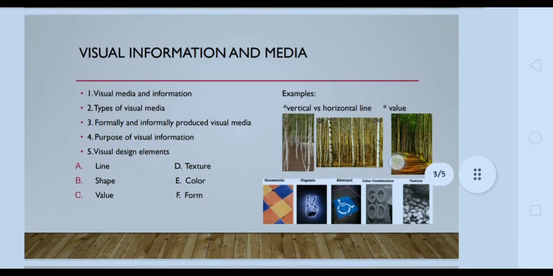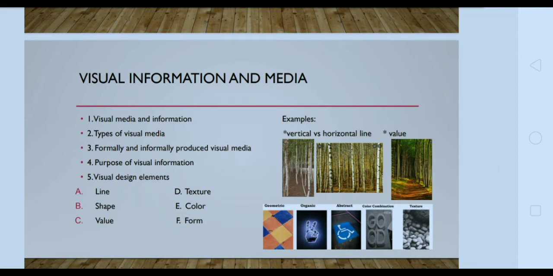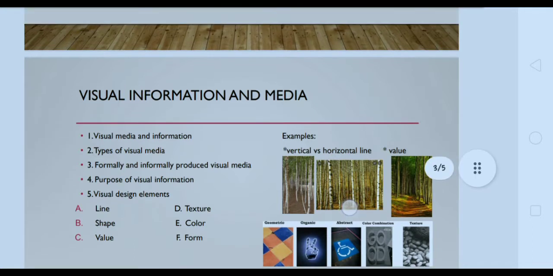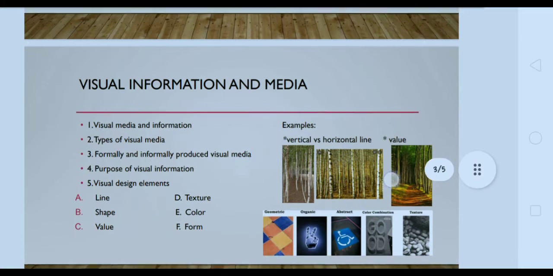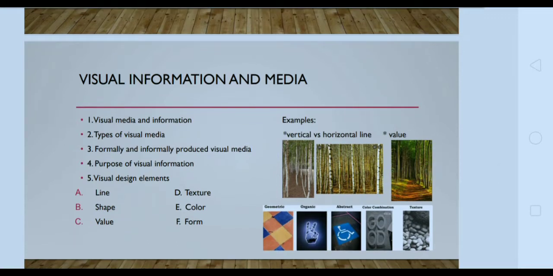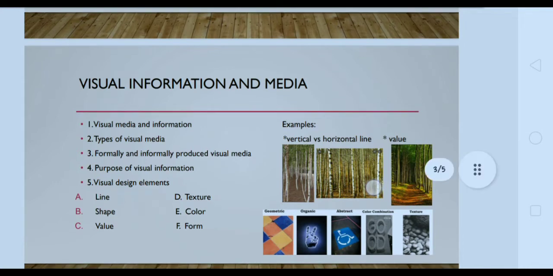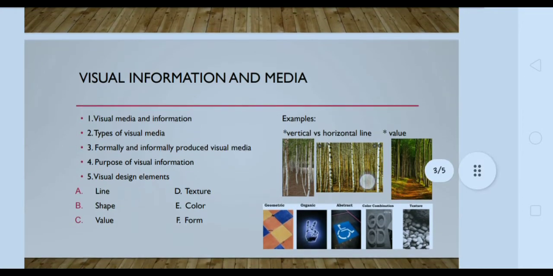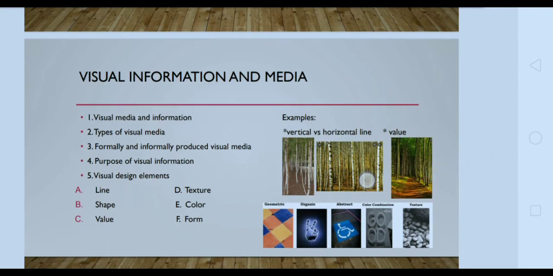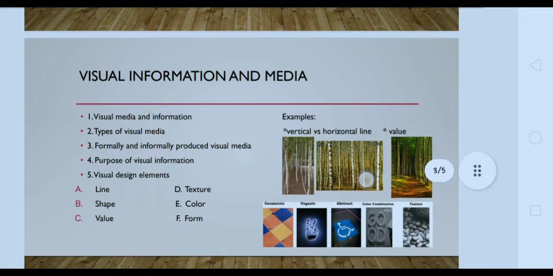Letter C. Value. The degree of light and dark in a design. It is the contrast between black and white and all the tones in between. Value can be used with color as well as black and white. Contrast is the extreme changes between values. Letter D. Texture. The way a surface feels or is perceived to feel. Texture can be added to attract or repel interest of a visual element.